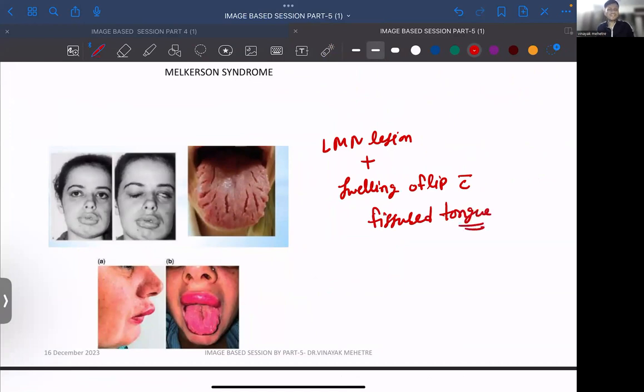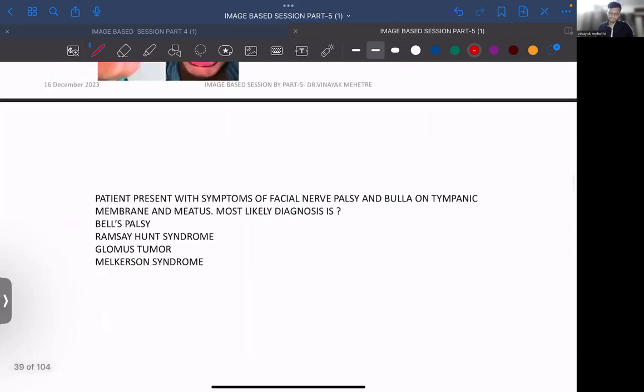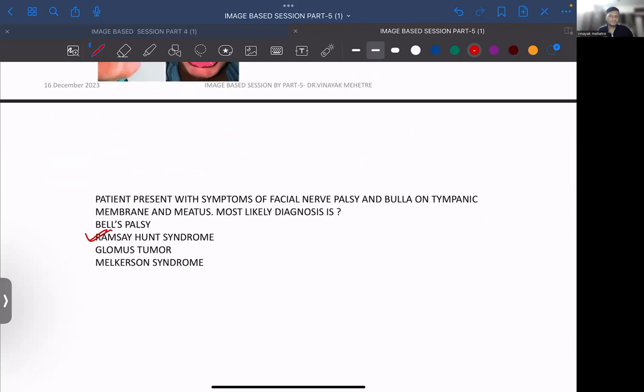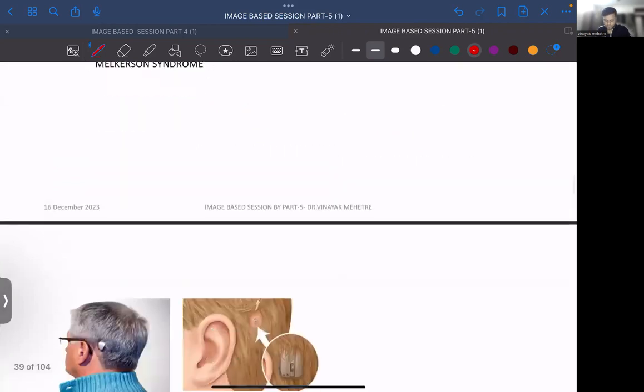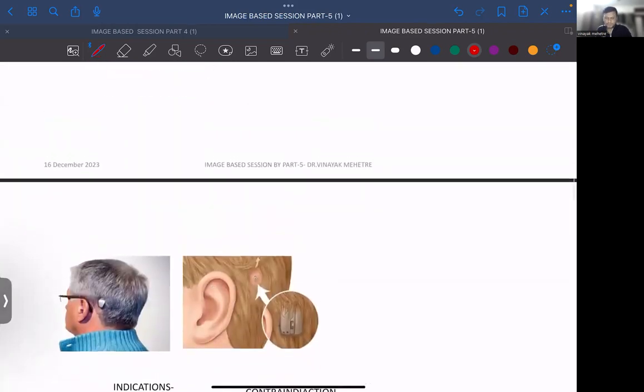क्या बोलेंगे सर? Melkerson syndrome. ठीक है, क्या होगा आंसर यहाँ पे? ठीक, चलो पूछा जा चुका है ये.